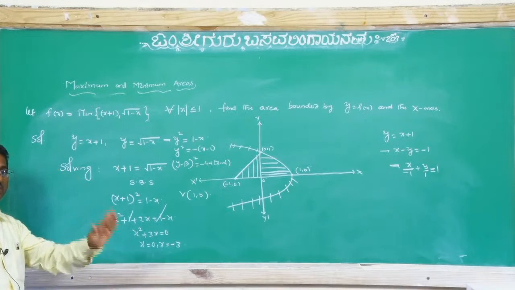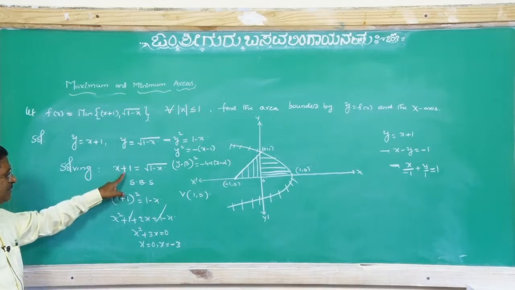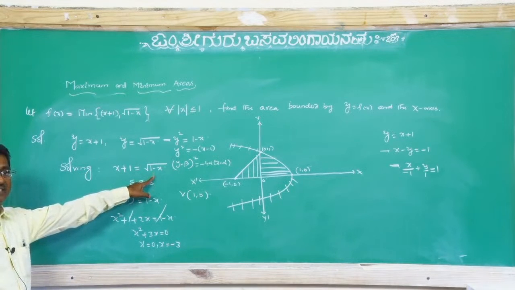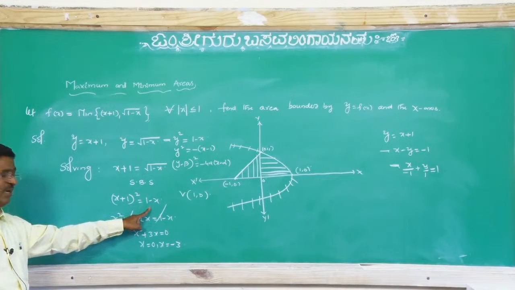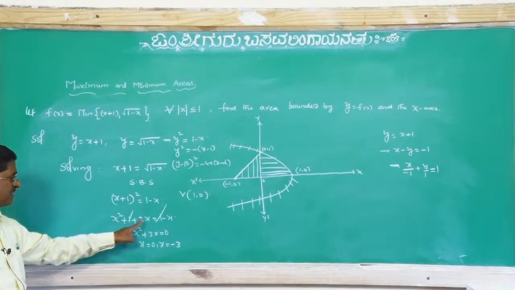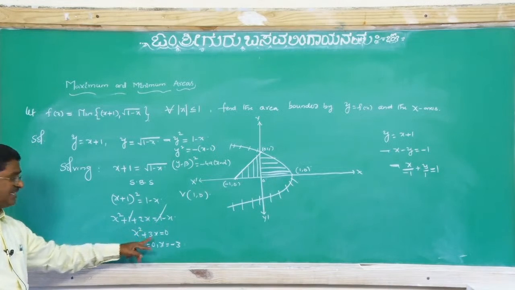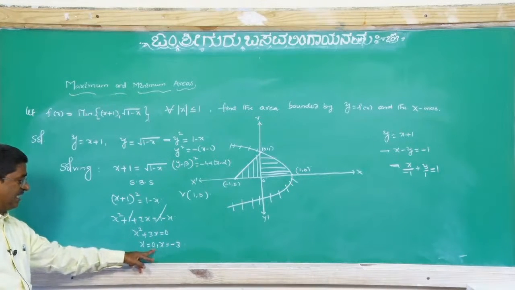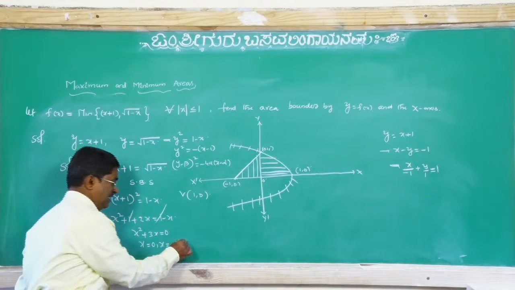Solving the two curves, we get the point of intersection. So, x plus 1 equal to root of 1 minus x, squaring on both sides. (x plus 1) whole square equal to 1 minus x. x square plus 2x plus 1 is equal to 1 minus x. 1 cancels. x square plus 3x is equal to 0. x is equal to 0, x is equal to minus 3. But x is equal to minus 3 is not possible.